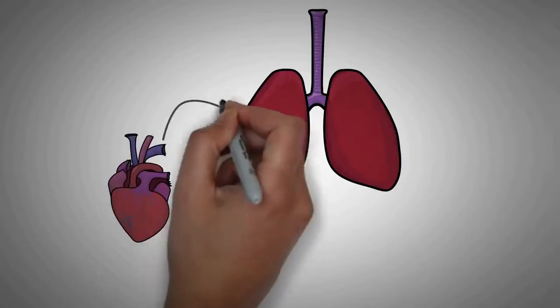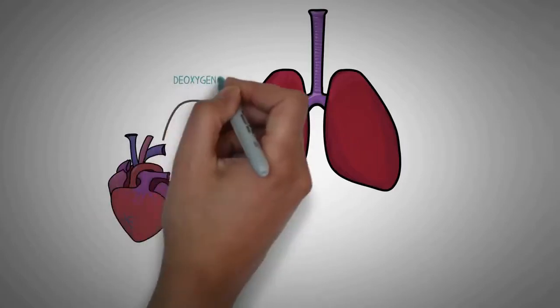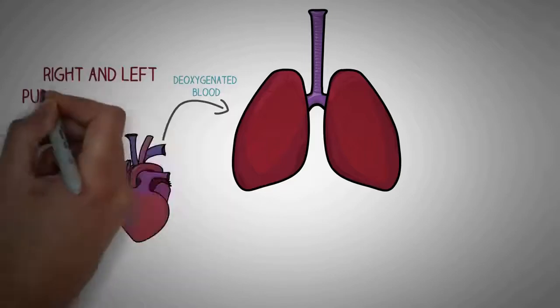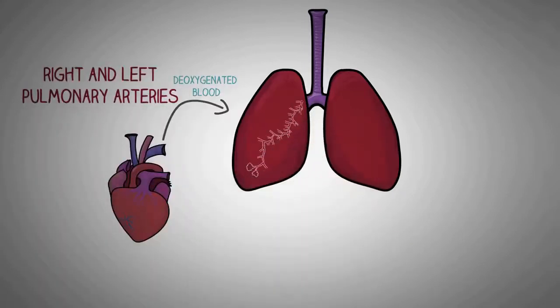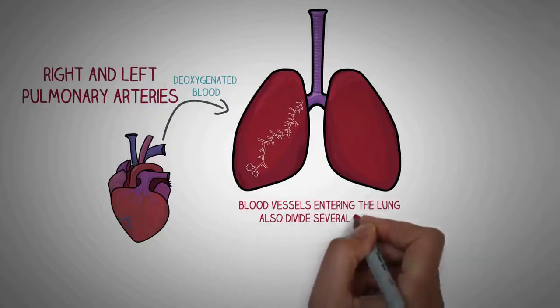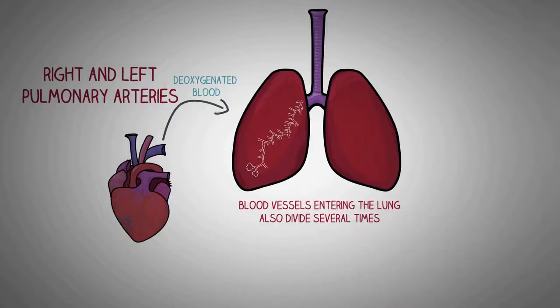The heart pumps all the deoxygenated blood to the lungs through two main arteries, the right and the left pulmonary artery. Just as we saw with the previous branching pattern, a single bronchus divides almost 20 to 25 times before the formation of alveoli. A similar phenomenon happens with the large blood vessels that enter into the lungs.